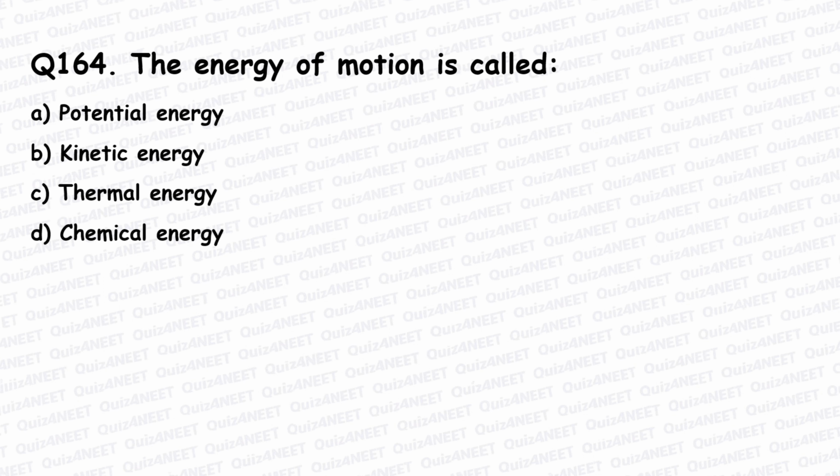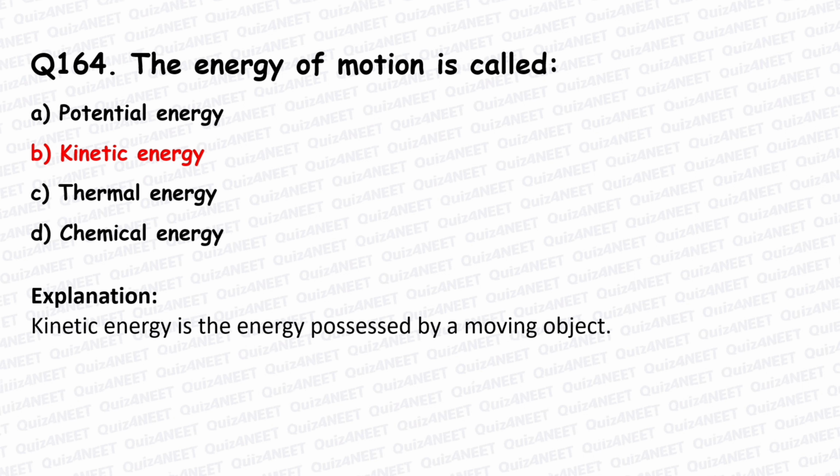Q164. The energy of motion is called A. Potential energy, B. Kinetic energy, C. Thermal energy, D. Chemical energy. Answer: B. Kinetic energy. Explanation: kinetic energy is the energy possessed by a moving object.